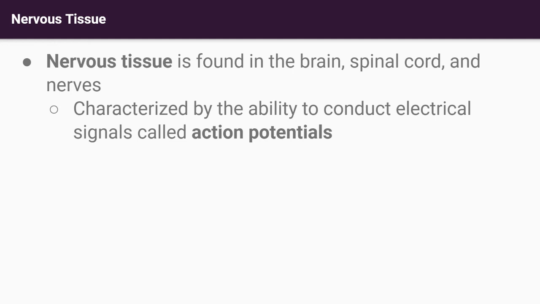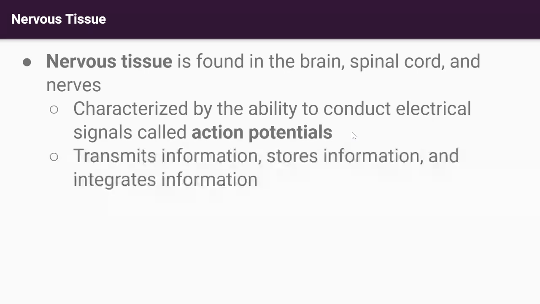They are able to communicate through these things called action potentials, which are basically electrical signals. This is one of those really amazing things of the human body, the fact that it can transmit electrical signals and communicate in milliseconds. These action potentials allow us to transmit information very quickly, store information in our brain and spinal cord, and then integrate it, or basically take action with that after we've processed something.